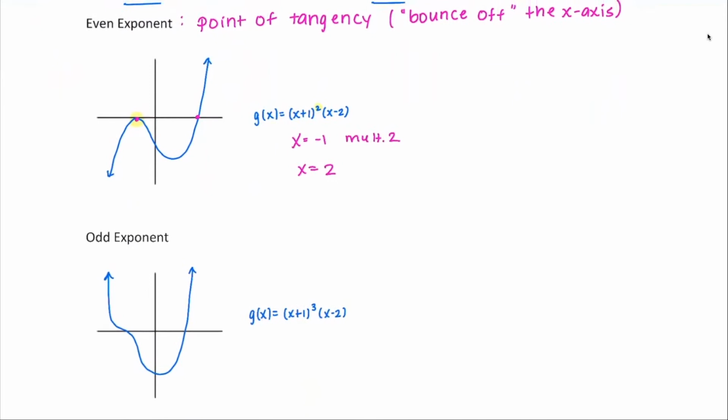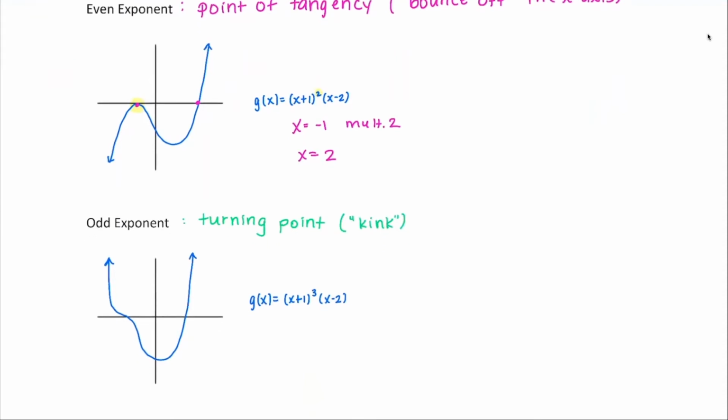For an odd exponent, we noticed that we have this kind of kink in the function. It becomes a turning point at that x-intercept. So I'll put a kink here in our function. And we can tell on our polynomial that we have a kink because we have an exponent that is odd. So at x equals -1, we now have a multiplicity of 3. And here we have a regular old x-intercept of 2. So what this multiplicity means again is that we have multiple x-intercepts or zeros happening at the same point.